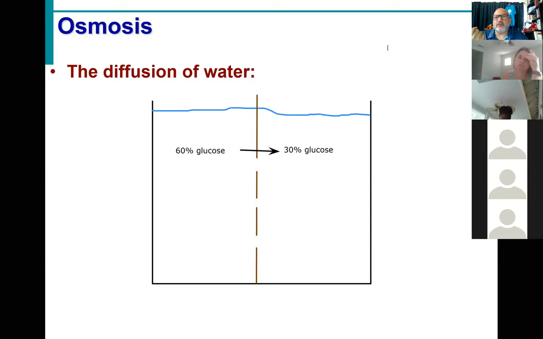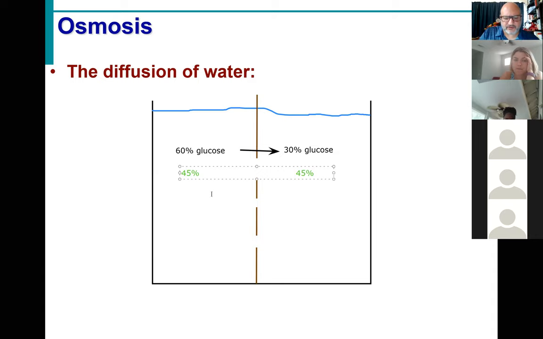Equilibrium. Excellent. Till equilibrium is reached. Absolutely. And equilibrium would be what in this case? 45. Excellent. So it'd be 45% on this side, and it would be 45% glucose on this side.